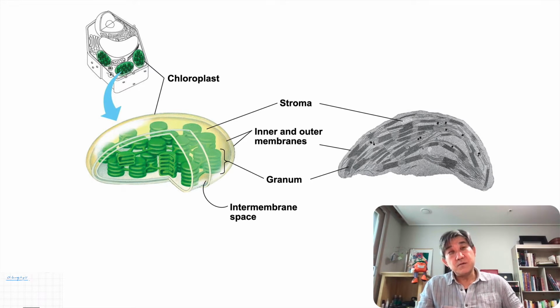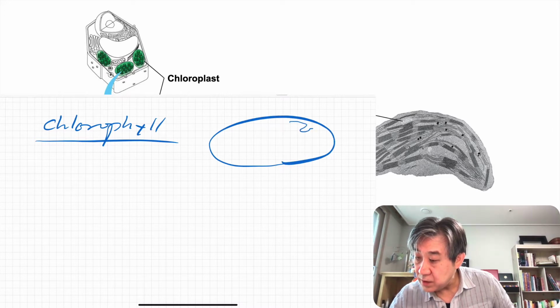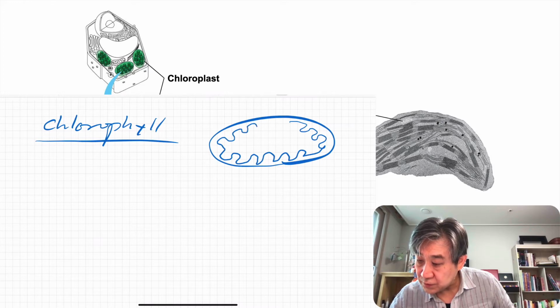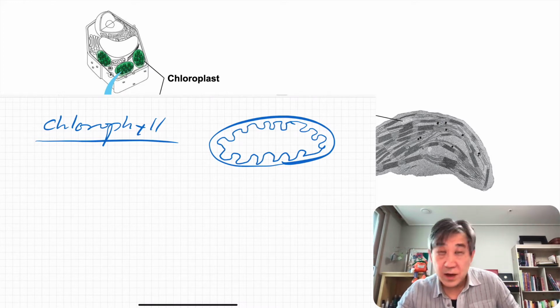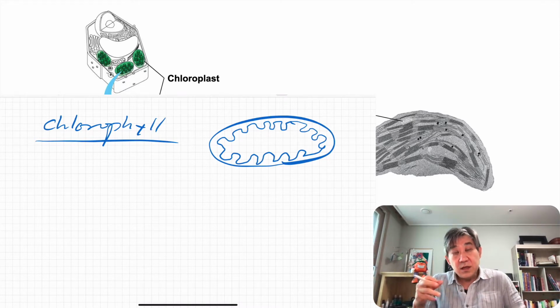The structure of the chloroplast is somewhat similar to, reminiscent of, the mitochondria, in that it also consists of a double membrane, so an outer membrane and an inner membrane. In the case of mitochondria, the inner membrane is a highly folded structure in contrast to the outer membrane. But in the case of chloroplast, that inner membrane folding has been far more extensive.